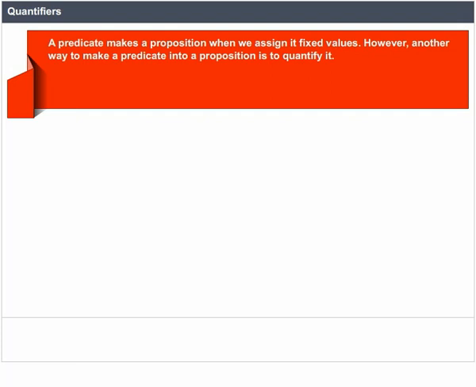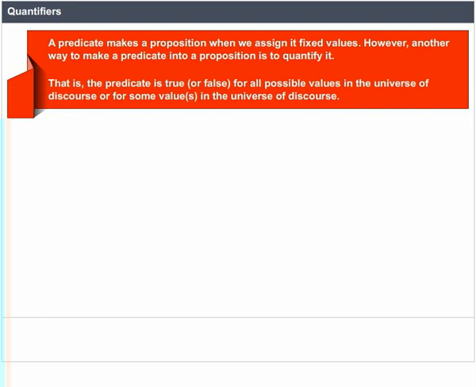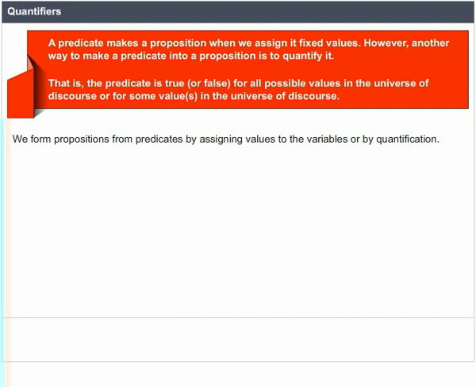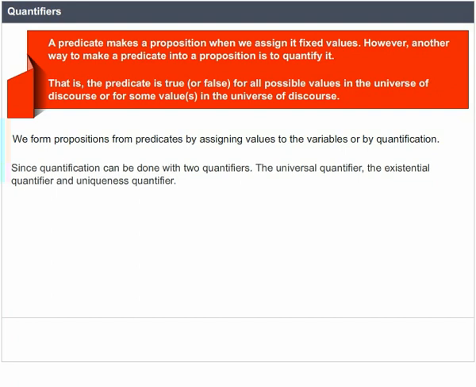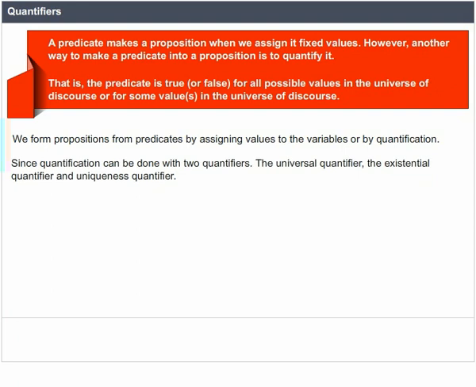Quantifiers. A predicate makes a proposition when we assign it fixed values. However, another way to make a predicate into a proposition is to quantify it. That is, the predicate is true or false for all possible values in the universe of discourse or for some values in the universe of discourse. We form propositions from predicates by assigning values to the variables or by quantification. Quantification can be done with three quantifiers: the universal quantifier, the existential quantifier, and the uniqueness quantifier.